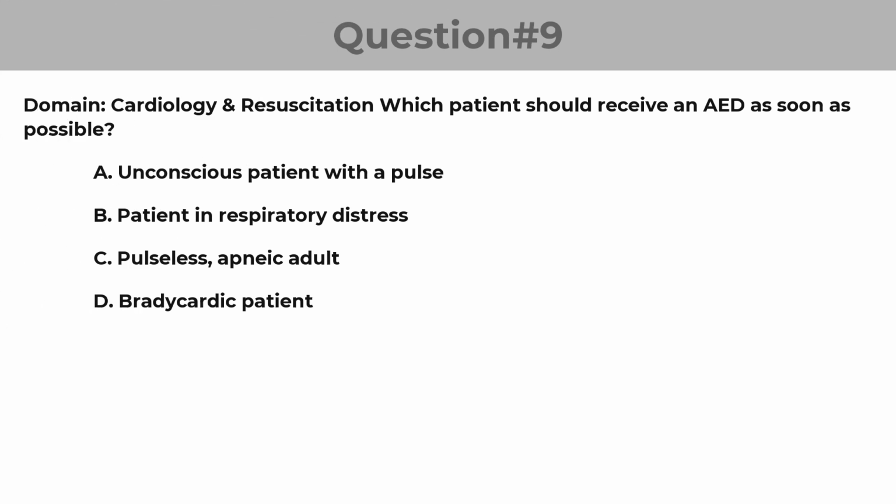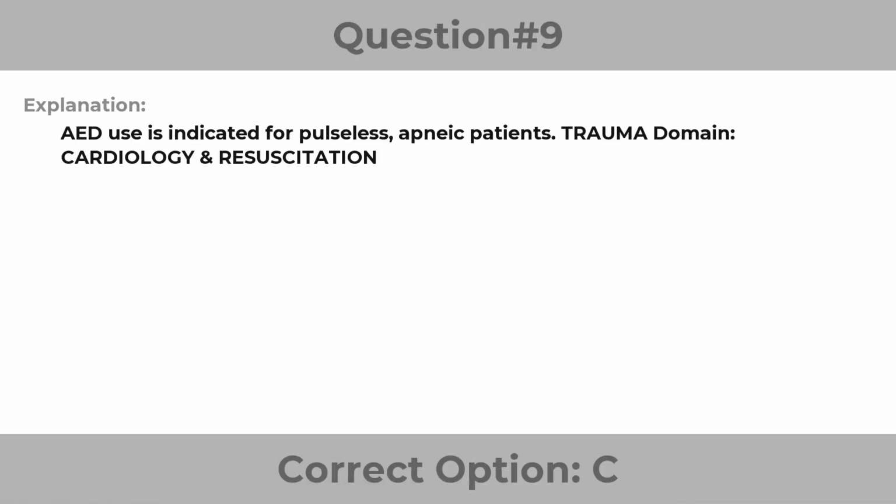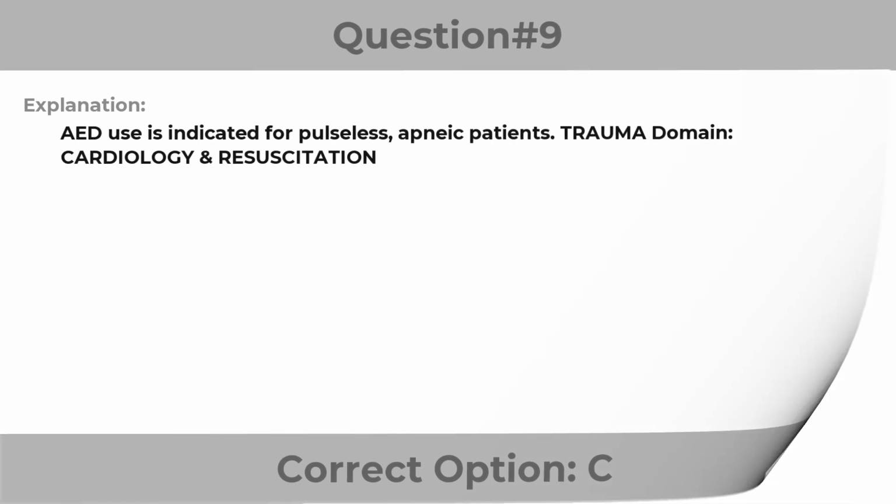Question 9. Domain: cardiology and resuscitation. Which patient should receive an AED as soon as possible? A. Unconscious patient with a pulse. B. Patient in respiratory distress. C. Pulseless apneic adult. D. Bradycardic patient. Correct answer, C. Explanation: AED use is indicated for pulseless apneic patients.